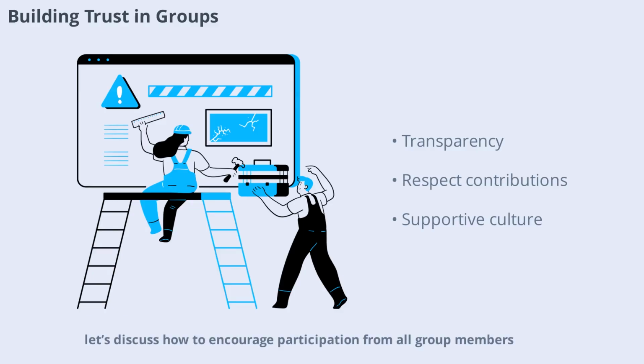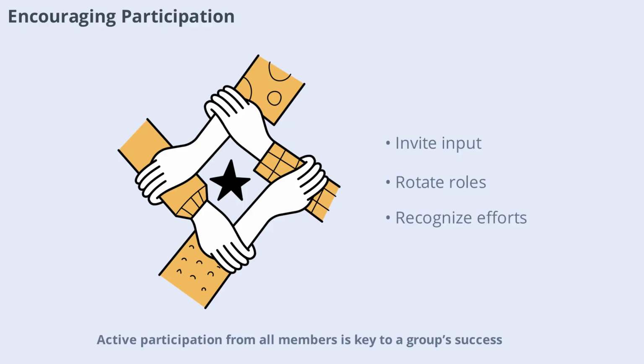Now, let's discuss how to encourage participation from all group members. Active participation from all members is key to group success. Leaders can encourage involvement by inviting input, rotating responsibilities, and recognizing contributions. Creating an inclusive environment where everyone feels comfortable speaking up leads to more diverse ideas and better decision-making. It's also important to address any barriers to participation, such as language differences or lack of confidence. By fostering engagement, the group becomes more dynamic and innovative.